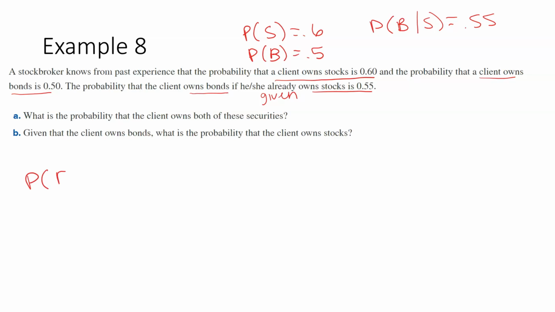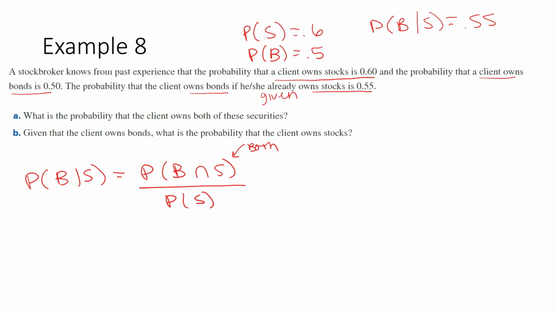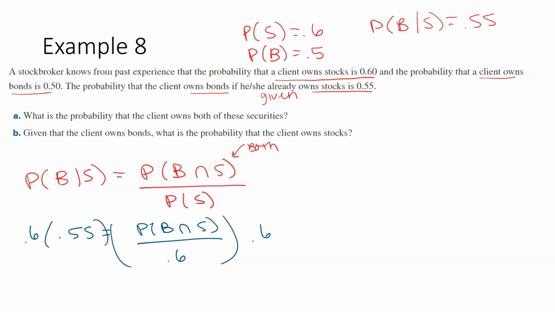So let's see here. We've got the probability of bonds and stocks. Let's just write out that formula. That's the intersection. That's the both here. That's what we want over the stocks. So we can fill in the blanks. We know that the probability here is 0.55. We're looking for this. And the probability of stocks is there. So we'll multiply both sides by 0.6. And we end up getting 0.33. So a 33% chance.